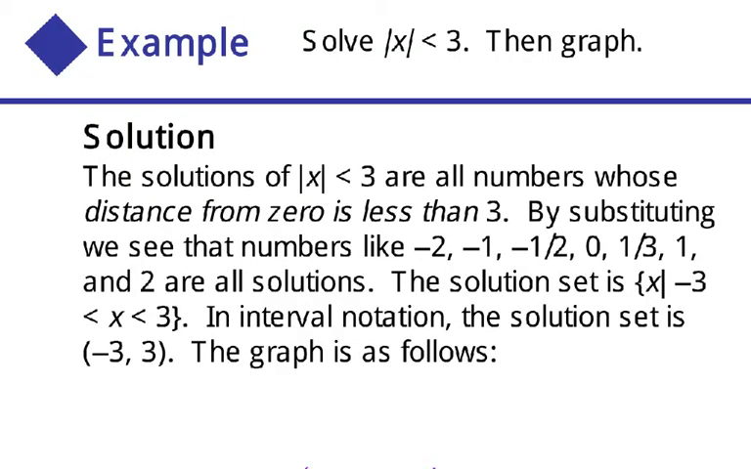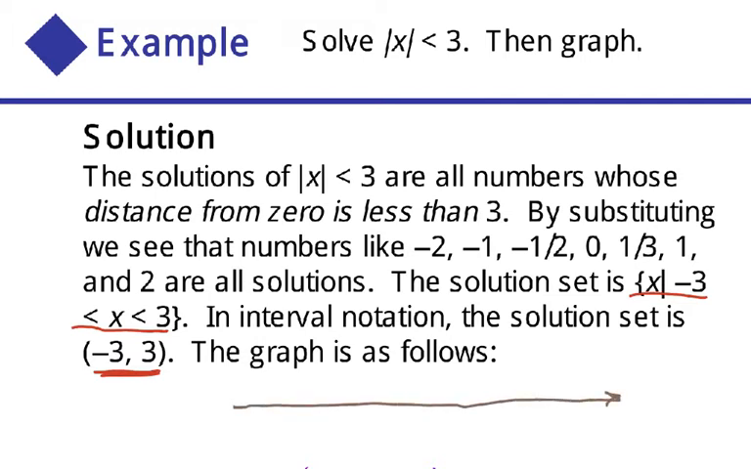So let's look at something like: solve the absolute value of x is less than 3, then graph. Well, we know we want all the numbers whose distance from 0 is less than 3. So basically we have the solution set, the set of all x, and I'm sorry that this breaks from line to line, but it does. So the set of all x such that -3 is less than x is less than 3. In interval notation it looks like this. And on a graph it's going to look like this.